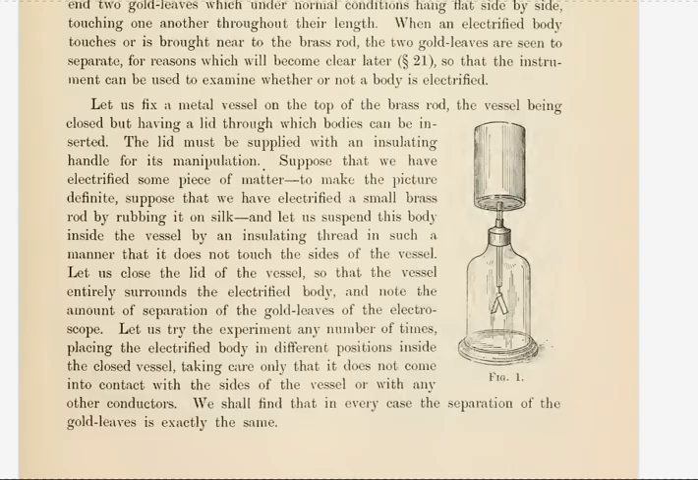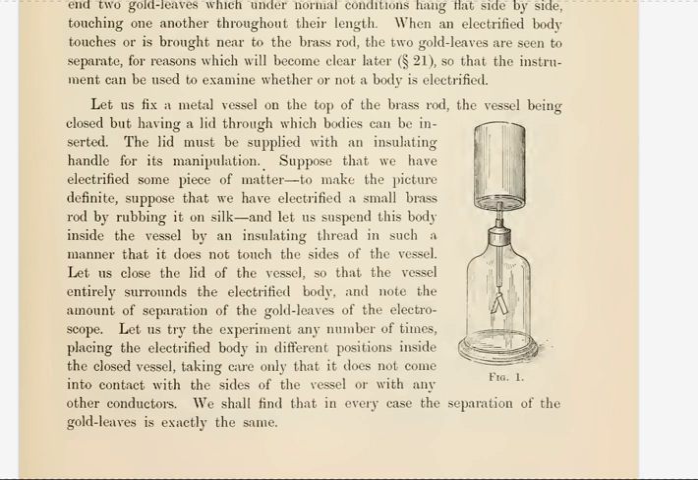Suppose that we have electrified some piece of matter, to make the picture definite. Suppose that we have electrified a small brass rod by rubbing it on silk, and let us suspend this body inside the vessel by an insulating thread in such a manner that it does not touch the sides of the vessel. Let us close the lid of the vessel, so that the vessel entirely surrounds the electrified body, and note the amount of separation of the gold leaves of the electroscope.